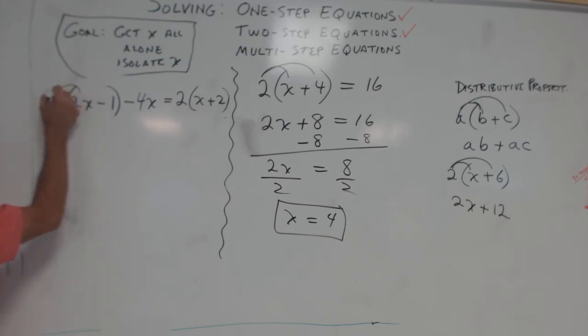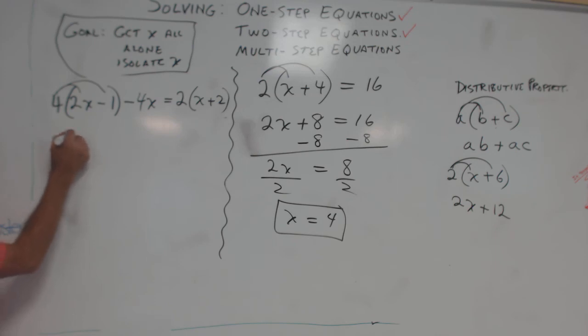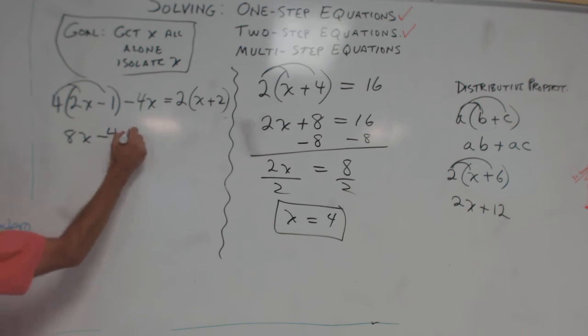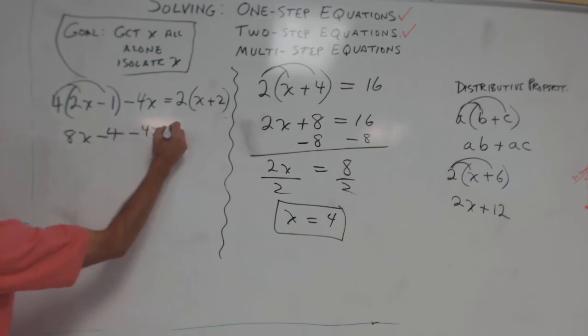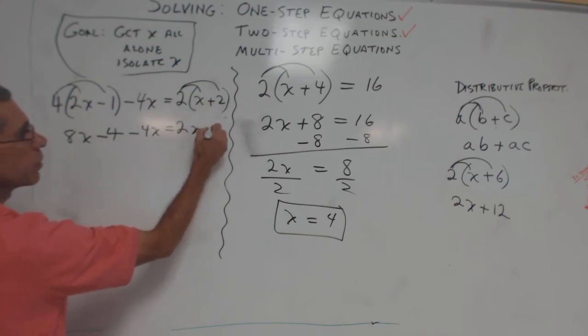Okay, we're gonna use the distributive property, right? I do my arcs so I don't forget. Now what a lot of people do is they'll do this. They'll say 8x minus 1. Oops. They forgot to distribute the 4 to the second term, right? It's minus 4, right? And then I have minus 4x. And I have equals, I got to do my distributive property here, 2x plus 4.